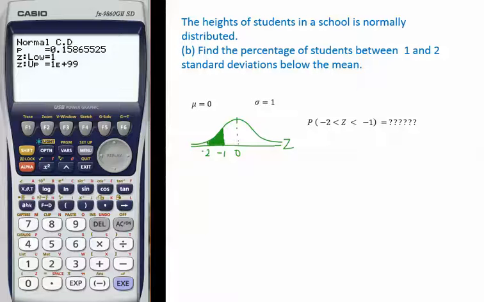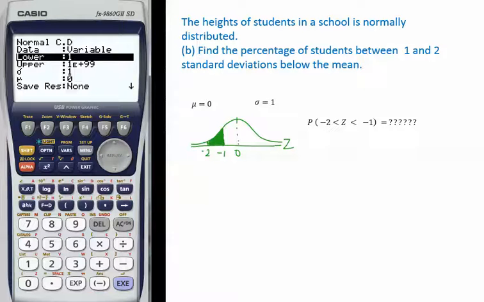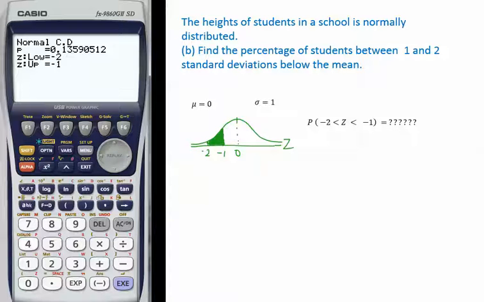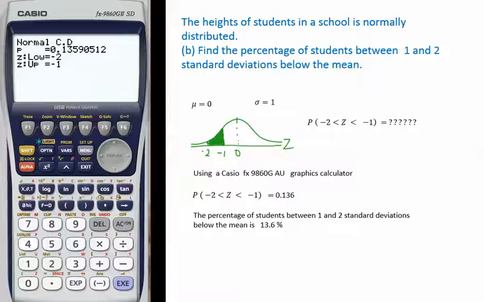between -2 and -1. So using our graphics calculator, we go back, and now we put in the lower bound of -2, upper bound this time of -1, same standard deviation, same mean, EXE, and there it is, the probability is 0.1359, rounded off, it's 0.136. This one said find the percentage of students, so the percentage of students will be 13.6. Percentage of students between 1 and 2 standard deviations below the mean is 13.6%.